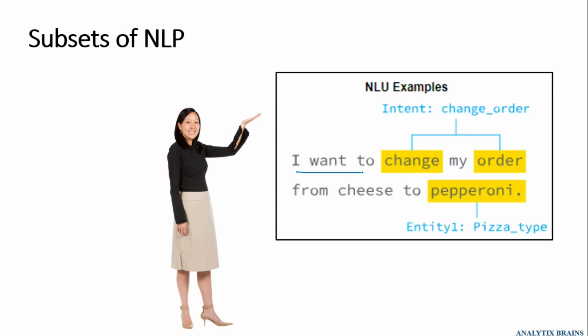The example is saying that I want to change my order from cheese to pepperoni. Okay, so if we talk about entity, the pepperoni is the name of the pizza, so this pepperoni has been identified as an entity. But what is the sentence all about? What is the intent behind this sentence? So the intent is to change the order from cheese to pepperoni. So the intent is changing the order.